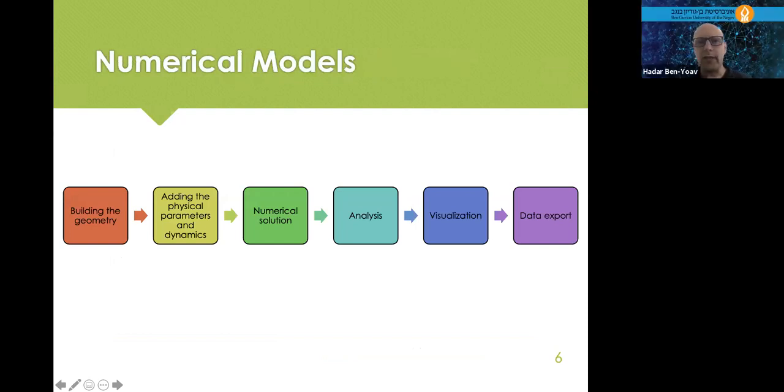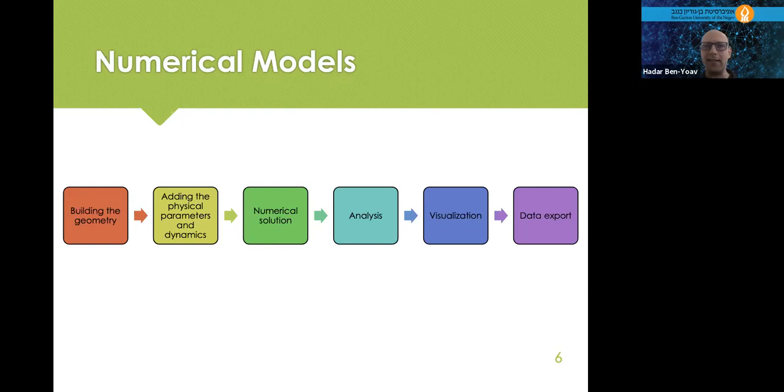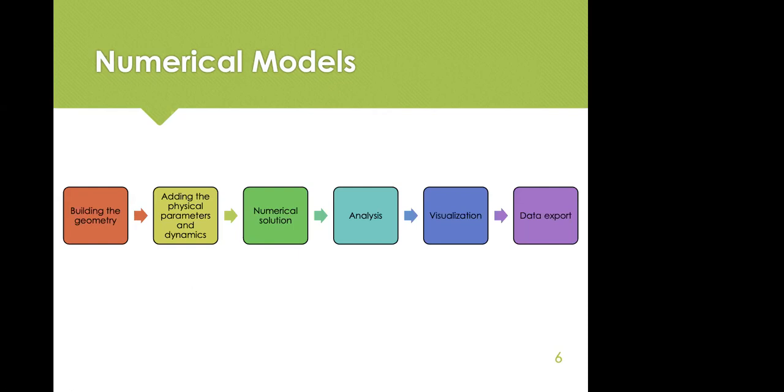So let's look at numerical models. A numerical model is one where we don't have the theoretical calculations. They are built on some kind of physics, differential equations. We build the geometry of what we want to solve, for example, a microchannel. Then we add the physical parameters and dynamics: the physics, the mass transfer, and in a channel, the dynamics of the flow.